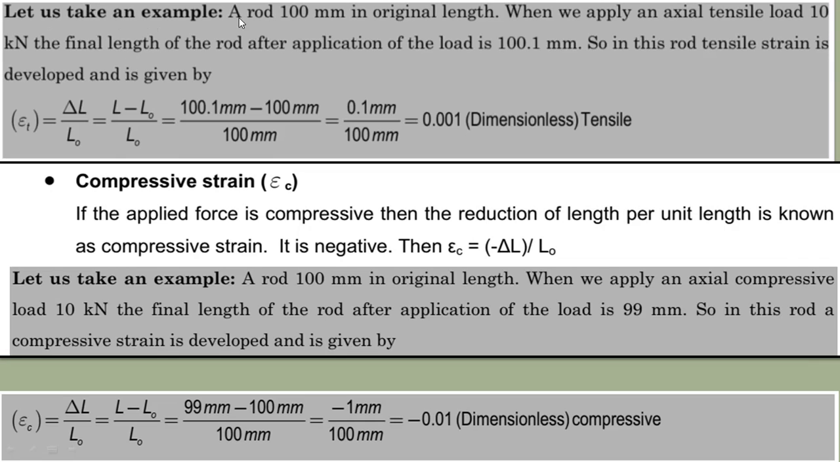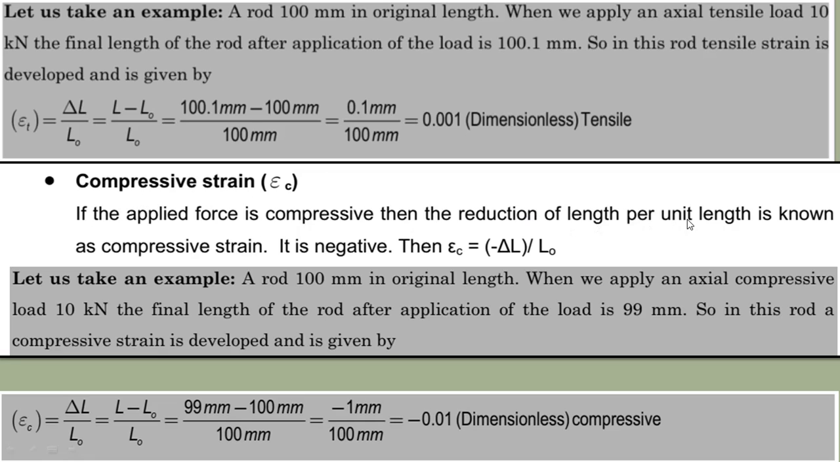If a rod has an original length of 100 mm, and we apply an axial load of 10 kilonewton, the final length of the rod after application of the load is 100.1 millimeter. So in this rod, the tensile strain developed is given by ET is equal to delta L divided by L0. It is L minus L0 divided by L0. That is 100.1 mm minus 100, divided by 100. It is 0.1 divided by 100. That is 0.001 tensile. As the unit of both numerator and denominator is the same, this quantity is dimensionless.